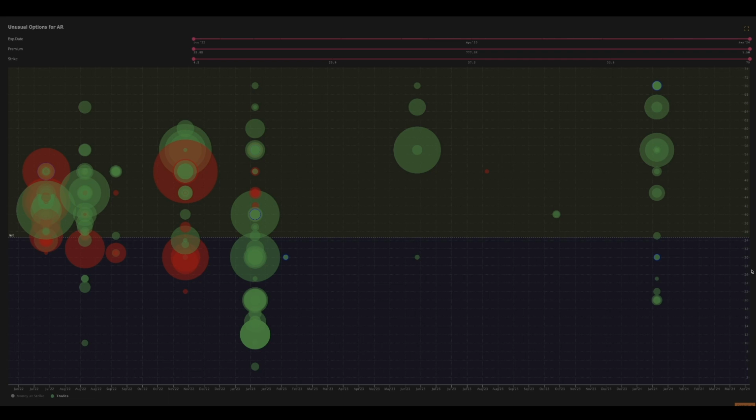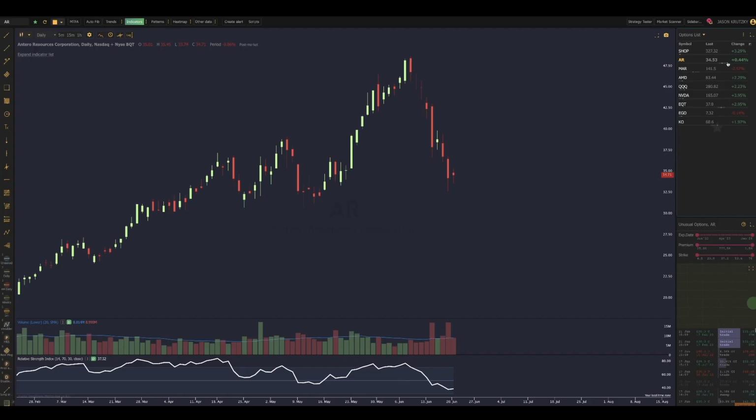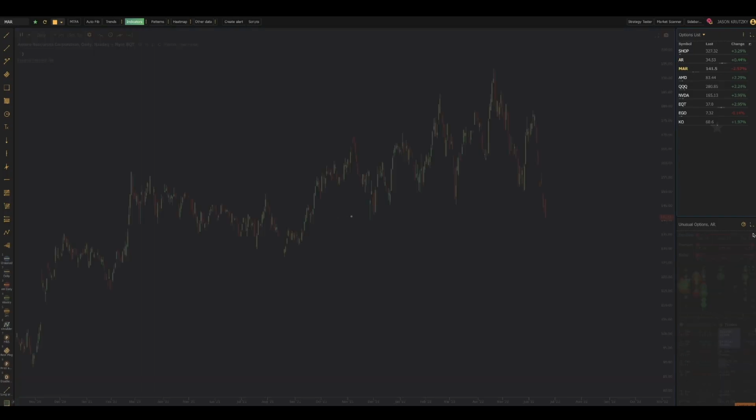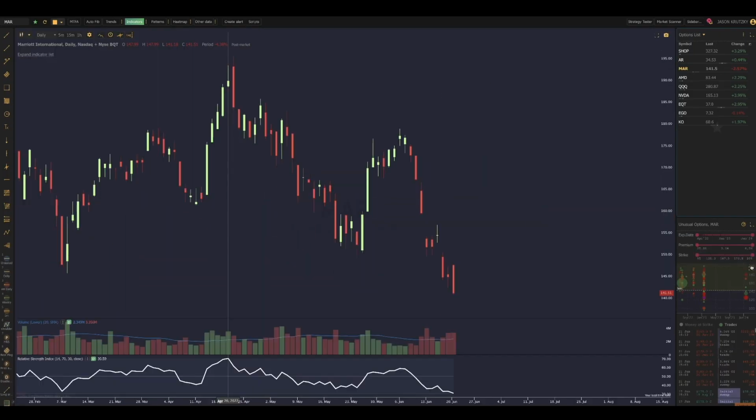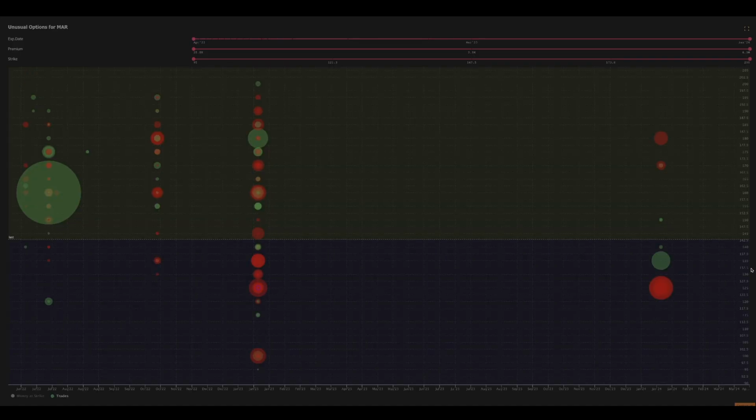The larger the circle, the larger the premium spent on the order. Let's inspect the next name. We're going to go to MAR here. On this particular chart, we see mostly smaller circles and only one or two larger ones. This means that most of these orders have smaller premiums. Now, that could suggest that there's less conviction in these plays, or simply that the bigger money players are not as active on this name.